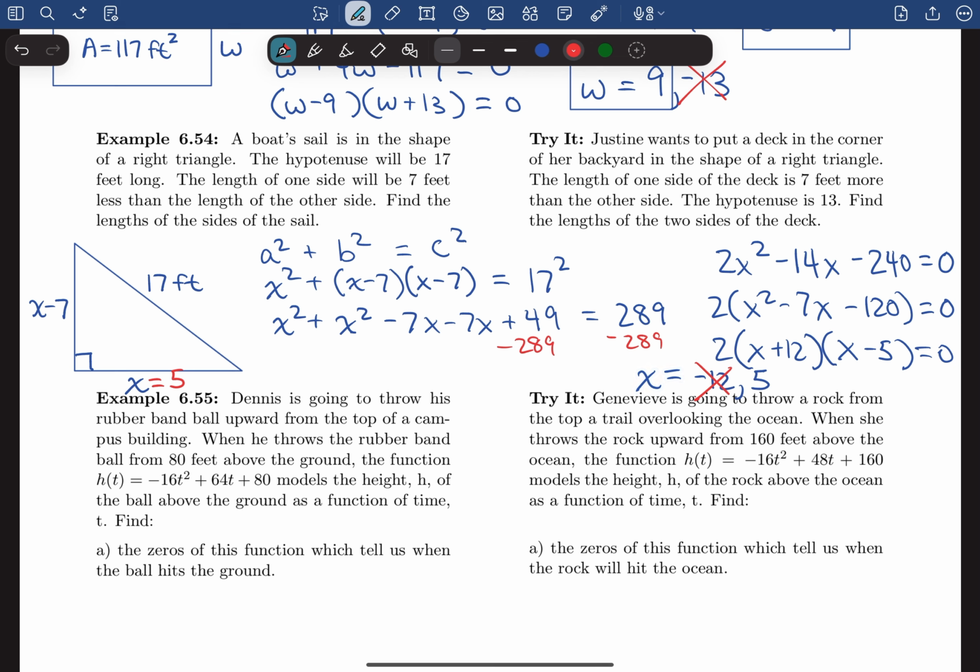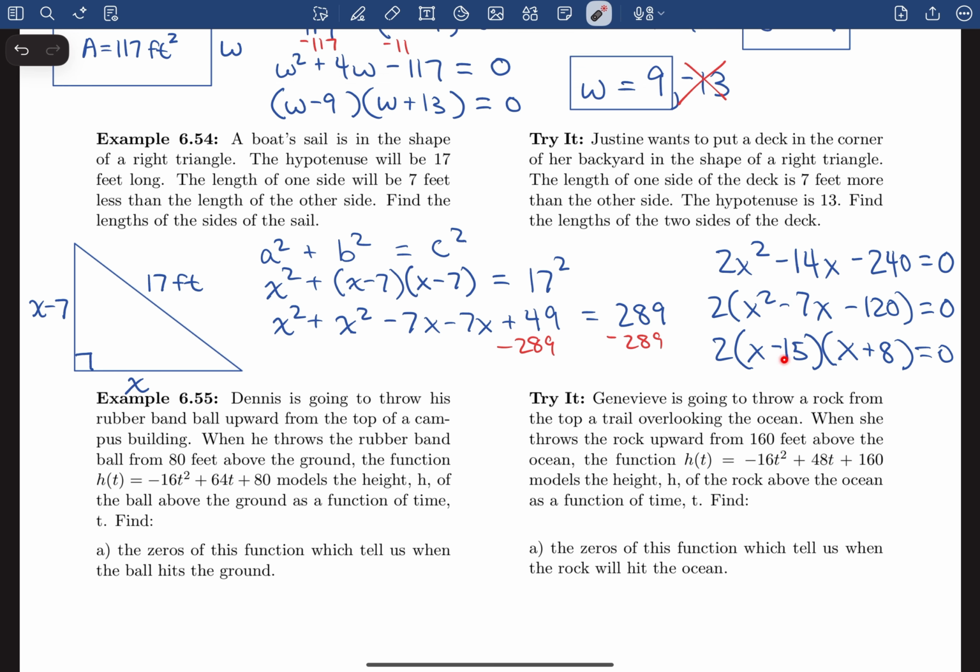And then, well, what would this last length be? I see where I went wrong. I've done something incorrect up to this point. I'm going to fix it right now. The two numbers that will actually multiply to 120 but sum to negative 7 are negative 15 and 8. I chose incorrectly right there. Negative 15 times 8 is negative 120, and negative 15 plus 8 gives me negative 7. That fixes my issue.